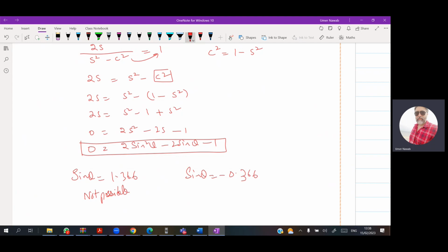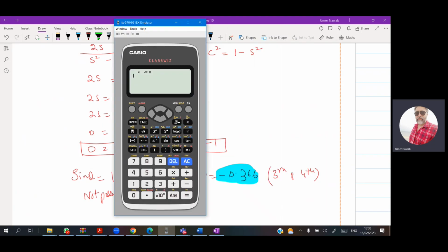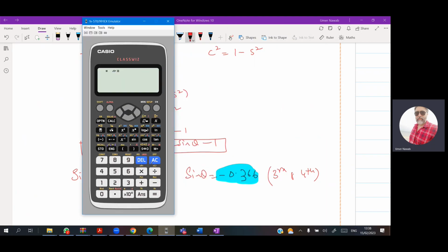I'm going to solve this. Remember, my output is negative, so I'm expecting my answer in the third quadrant and the fourth quadrant. How can I get my acute angle? Is your calculator in degree mode? Yep, it is in degrees. So shift sine, don't write a minus sign, just write 0.366 and get your degrees, 21.47.